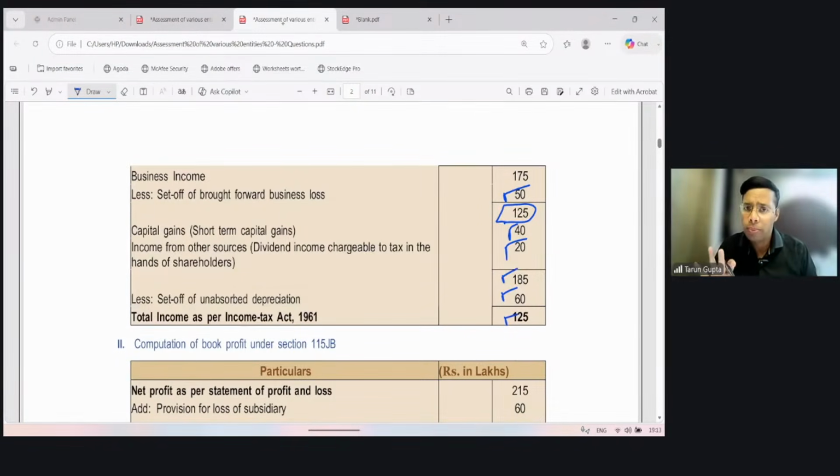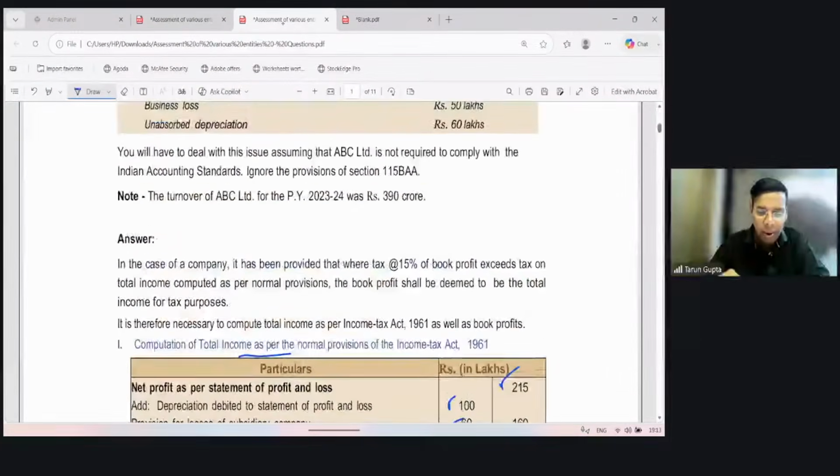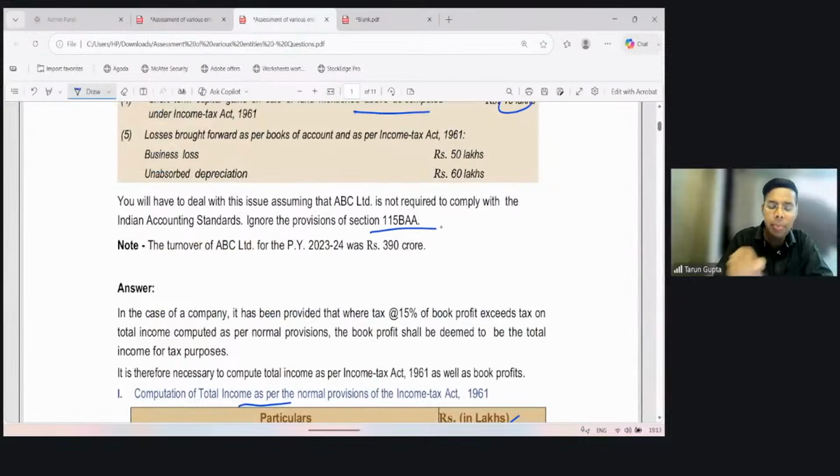Clear? No doubt? Okay. Now we'll apply the normal tax rate. The company is not claiming 115BAA. Of course, had it been claiming 115BAA, then there is no question of MAT, because MAT is not applicable on companies opting for 115BAA or 115BAB.